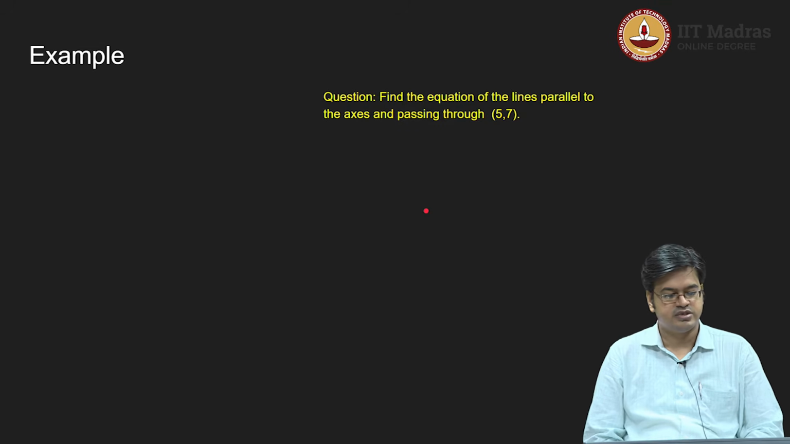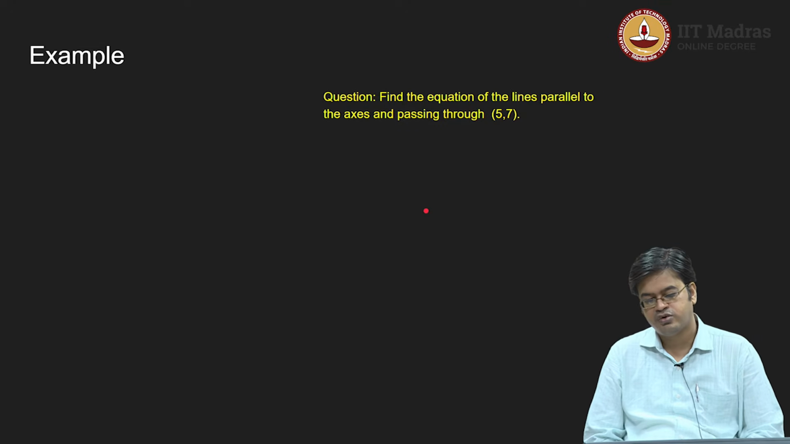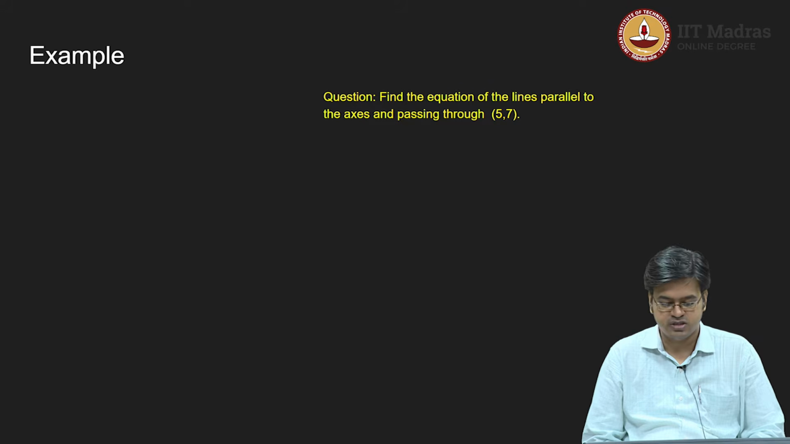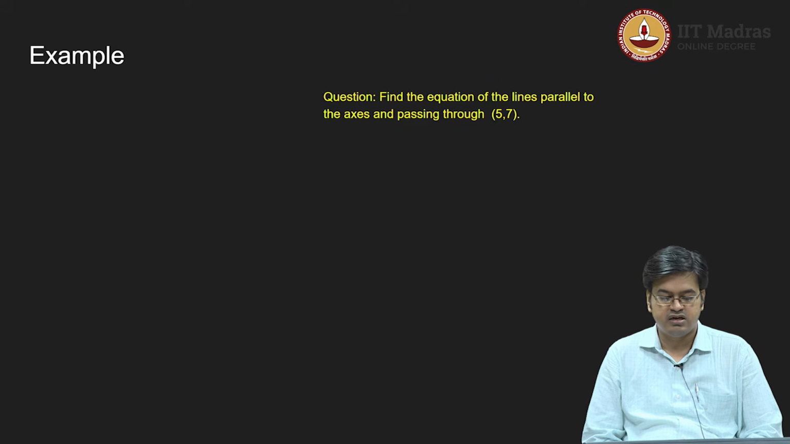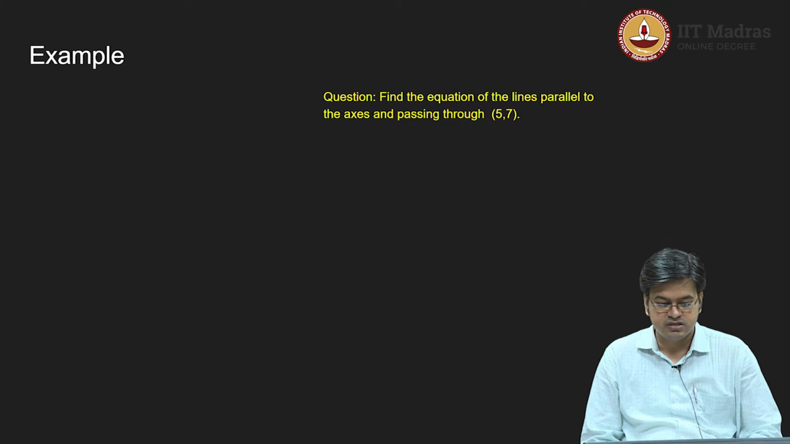So here is an example where a question is given to you. You want to find the equation or expression for the lines parallel to the axis and passing through the point (5, 7). Now the lines are passing through the point (5, 7), and it is also given that they are parallel to the axis. A line which is parallel to the x axis is known as a horizontal line, and a line which is parallel to the y axis is known as a vertical line. So essentially this question asks you to find one horizontal line and one vertical line.